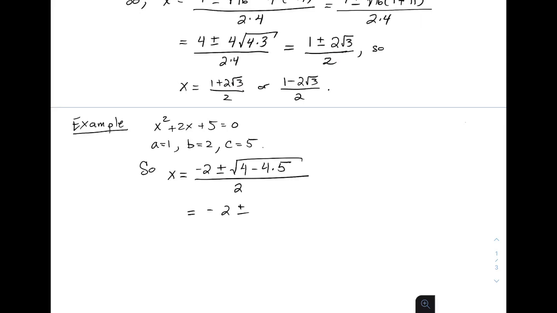So that's negative 2 plus or minus the square root of negative 16 over 2, which is equal to negative 2 plus or minus 4i over 2. We distribute the division by 2, we get negative 1 plus or minus 2i. If you like, that's negative 1 plus 2i, or negative 1 minus 2i.